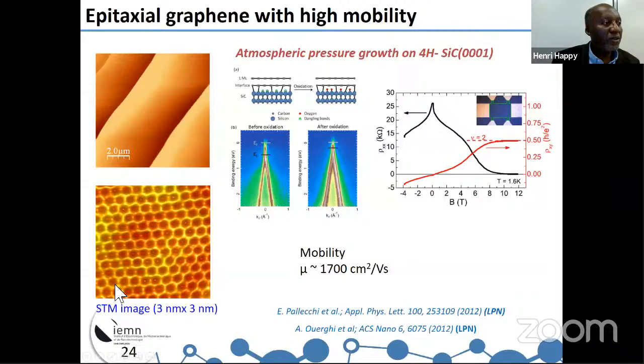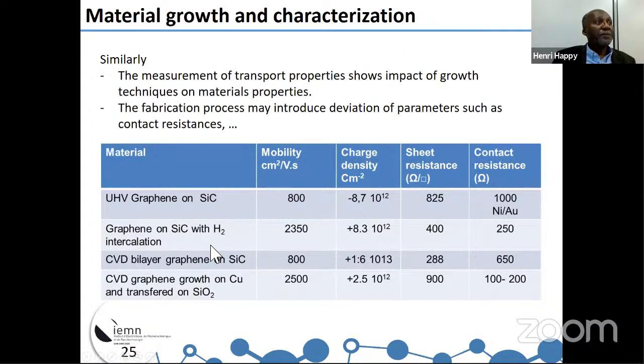And this is a scanning tunneling microscopy image of graphene on a very small scale, 3 nanometers by 3 nanometers. You can see how the atoms are organized at the surface of this material. So, as I mentioned before, the growing technique has a high impact on transport properties. According to the material growth technique, the mobility could vary a lot.